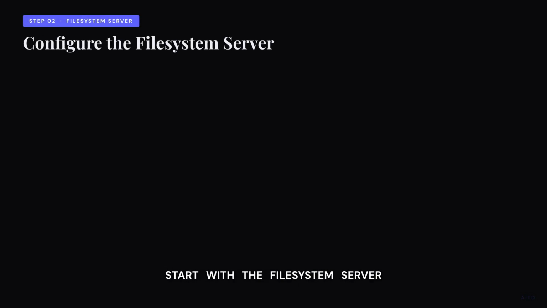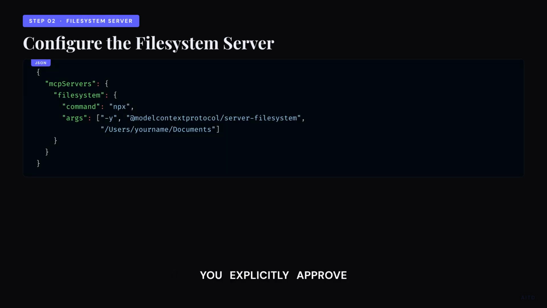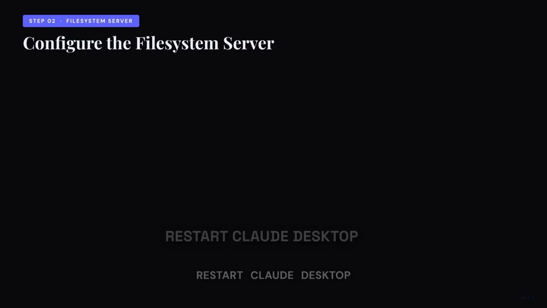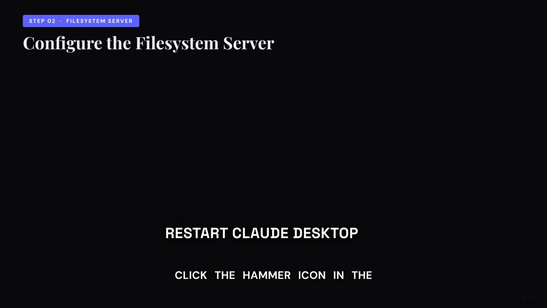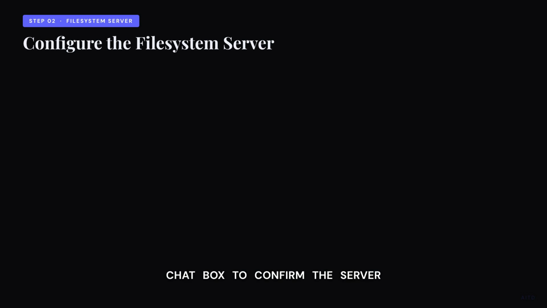Start with the Filesystem server, the most broadly useful one. It lets Claude read and write files, but only inside folders you explicitly approve. Open your Claude Desktop config file. On Mac, that's in Library, Application Support, Claude. Add the Filesystem server using npx and list every folder path you want Claude to access. Save the file, then fully restart Claude Desktop. Click the hammer icon in the chat box to confirm the server connected.